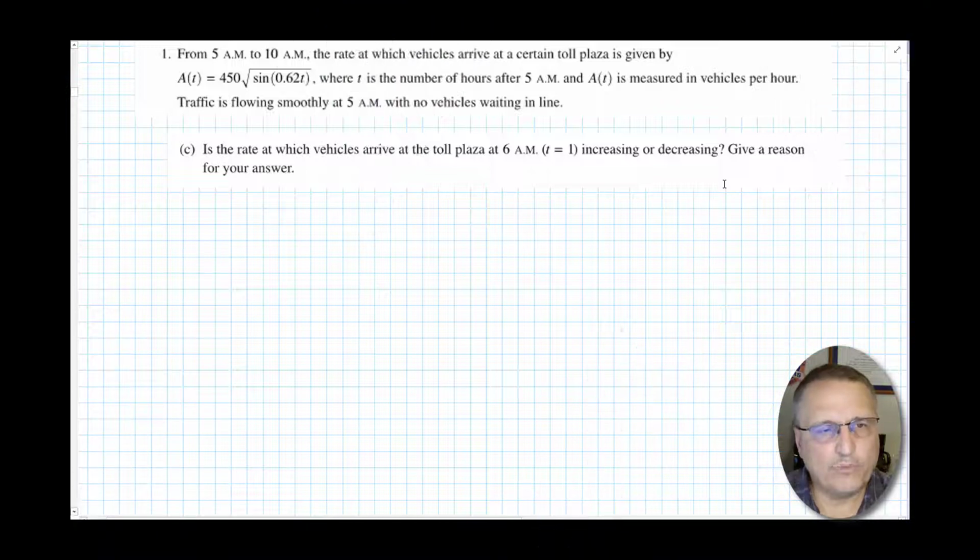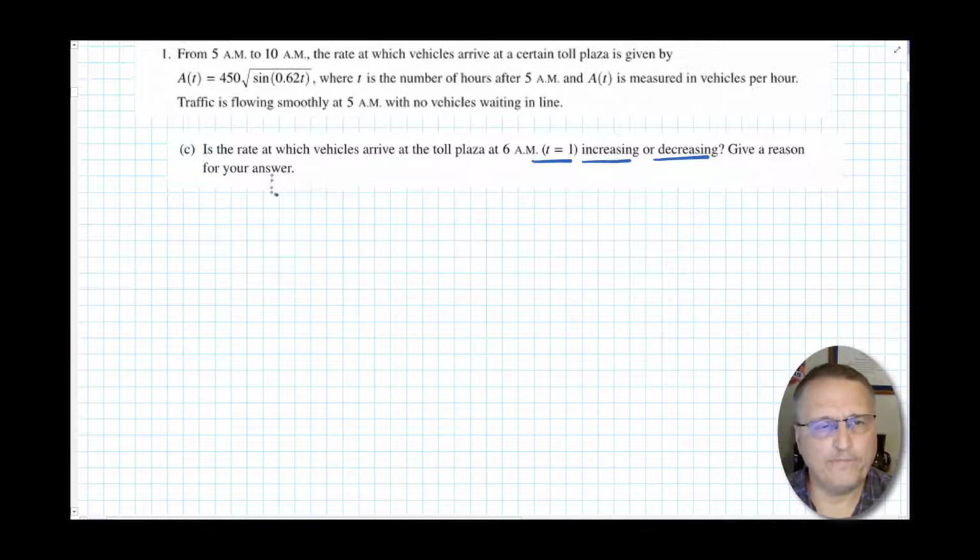Part C says, is the rate at which vehicles arrive at the toll plaza at 6 a.m., or t equals 1, increasing or decreasing? Give a reason for your answer. If I'm trying to find whether a function is increasing or decreasing at a specific moment in time, I take the derivative of that function, evaluate it at that specific value of x, or in this case t, and see if it's positive or negative. Positive derivatives tell me that my function is increasing.